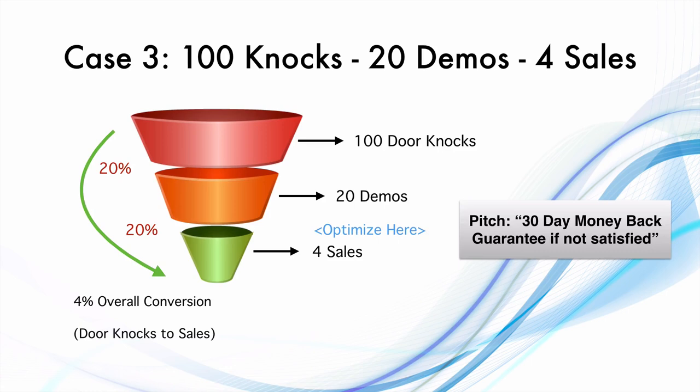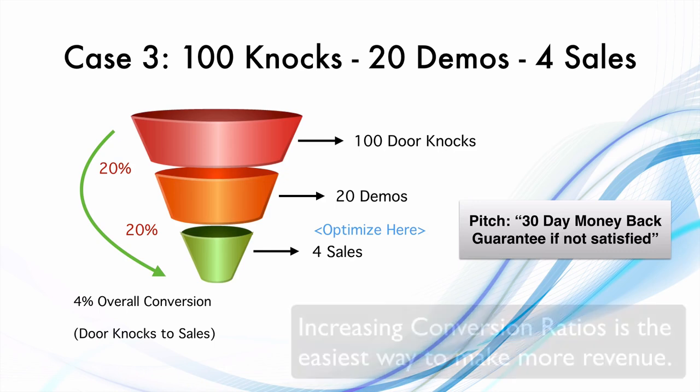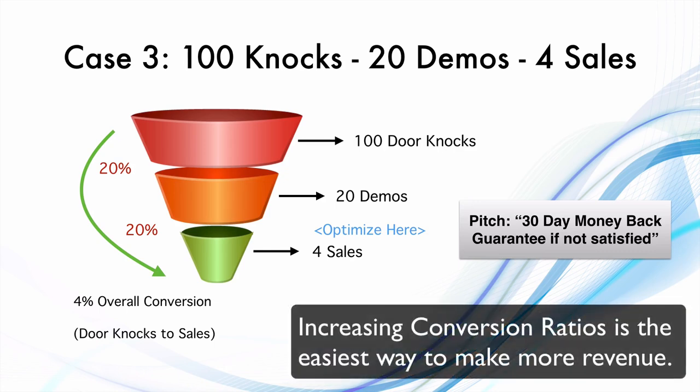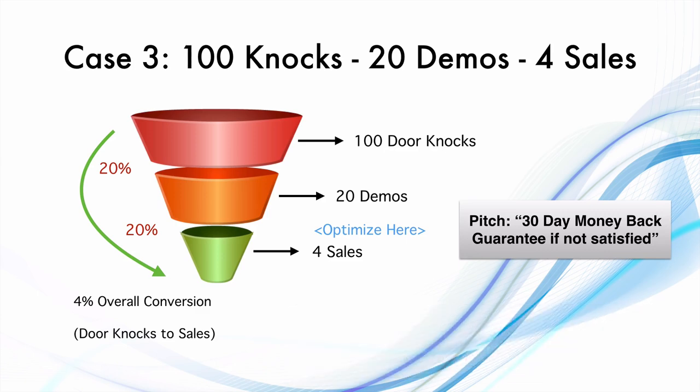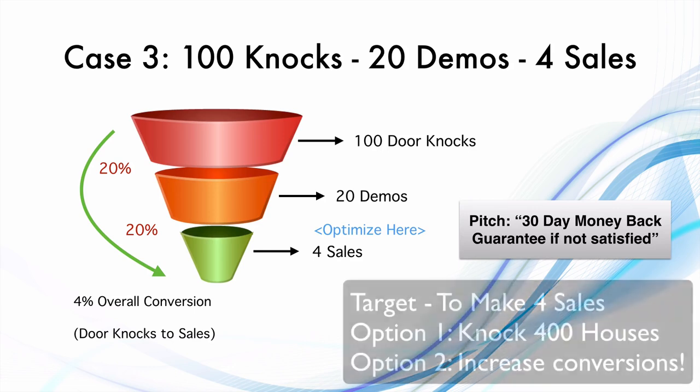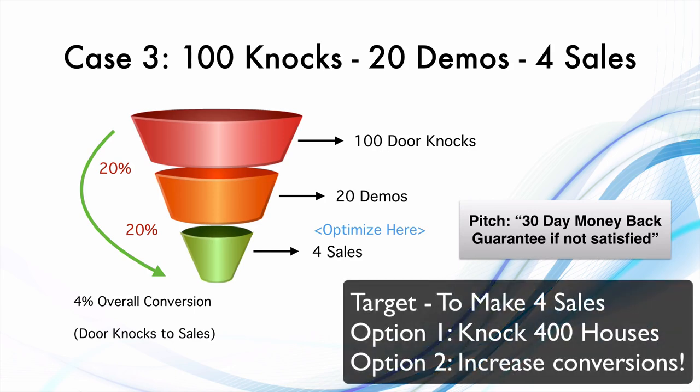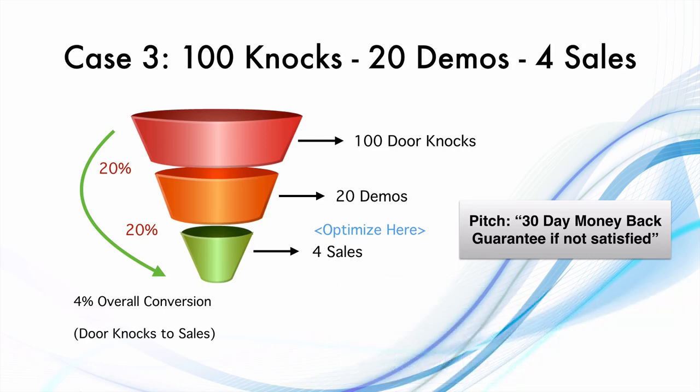And considering the fact that there are only so many houses in a city or town or residential area, the only way to make more sales is not to go and knock on more doors, but to increase the conversion ratio at each stage of the funnel. For example, if his target is to make 4 sales and his conversion is only 10% and 10%, he would have to knock on 400 doors, which is a really difficult task. But now with just 100 houses, he is able to make 4 sales.